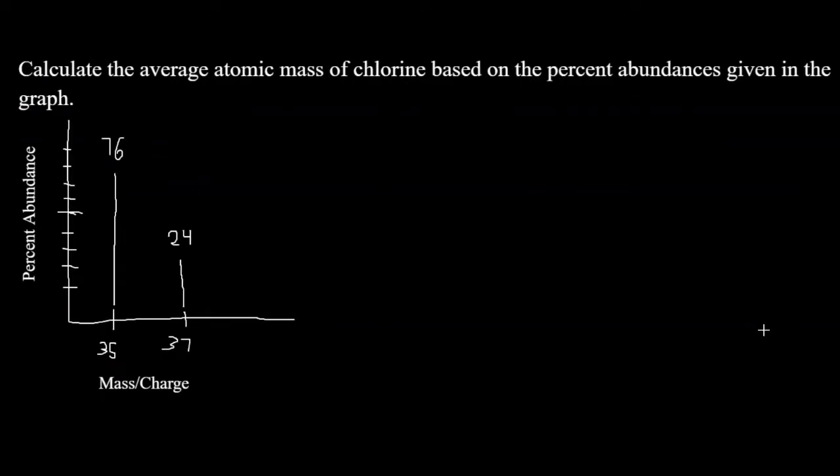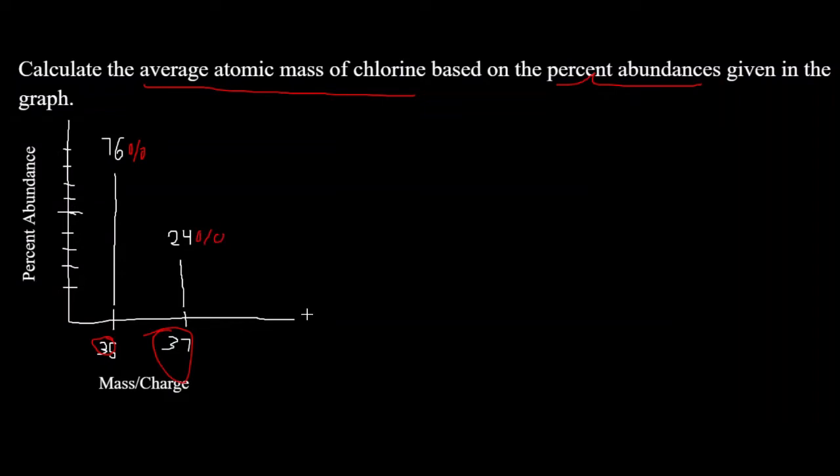Let's take a look at this problem with the graph. Calculate the average atomic mass of chlorine based on the percent abundances given in the graph. So we are finding the average atomic mass of chlorine, and we are given the percent abundances. Now, what does this mean? Looking at this, we have chlorine's two isotopes with a mass of 35 and a mass of 37, and the one with the mass of 35 has a percent abundance of 76, and the one with the mass of 37 has a percent abundance of 24.